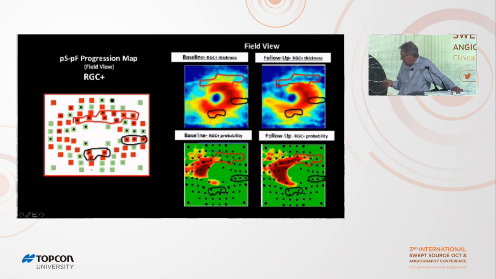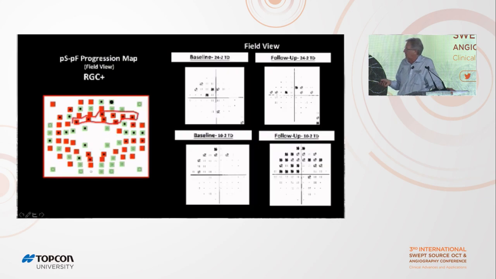And down here, we have structure and function progressing and agreeing, even though on structure, it did not show up as abnormal. So it didn't show up as abnormal, but it's abnormally increasing and agreeing with the field. And then here's the field.